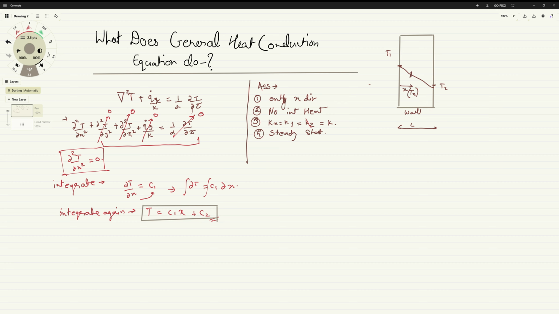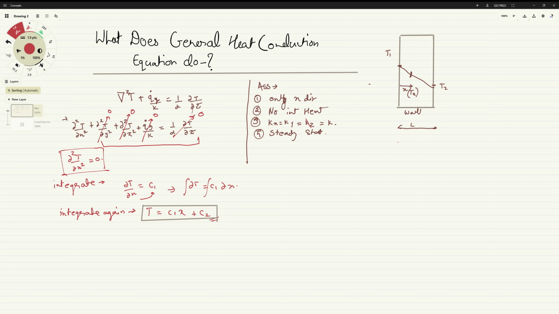So this is the new equation that we got. This equation tells us the value of temperature with respect to distance, which is the change of T with respect to x. But we don't know the value of C1 and C2. Those are two constants, so what we have to do here is apply boundary conditions.